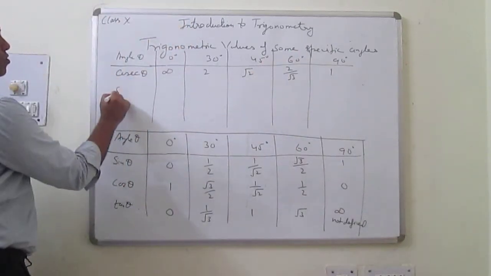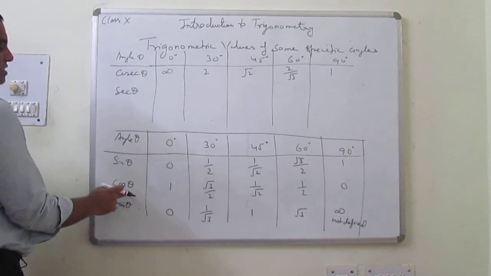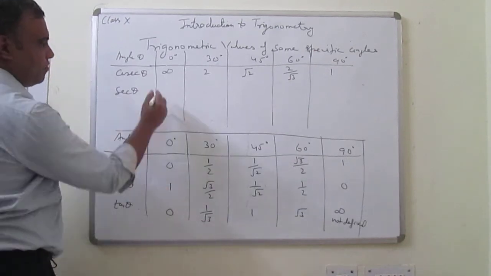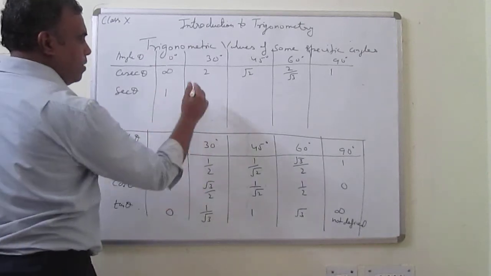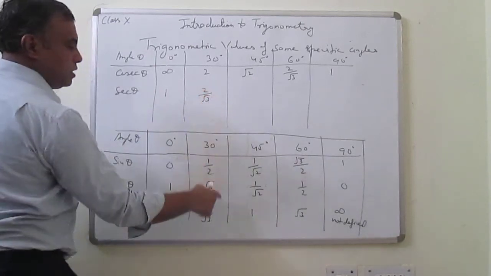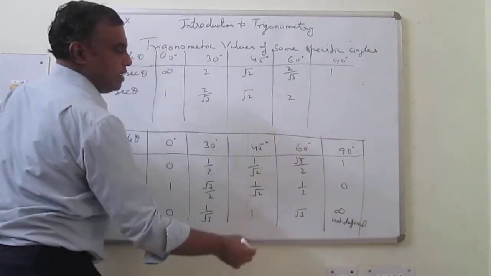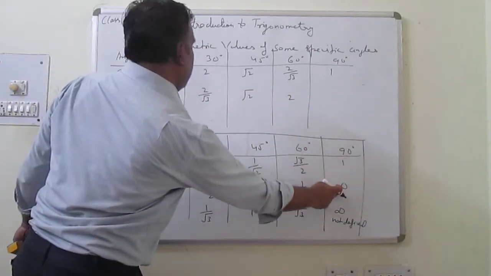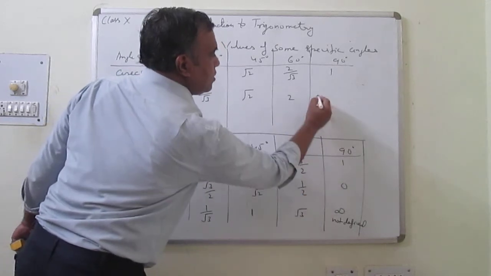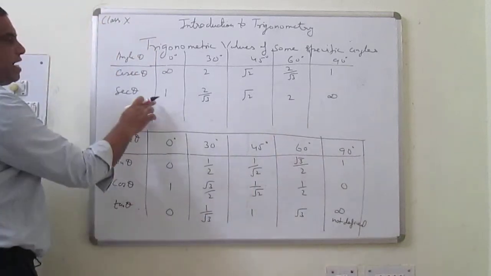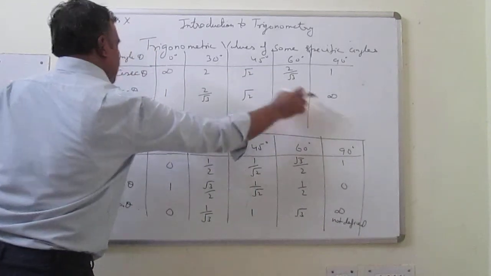Now sec theta is the reciprocal of cos theta. 1 upon 1 is 1, 2 upon root 3, root 2, 2 upon 1, and 0 upon 1 gives 1 upon 0. Ye kya ho jayega? 1 upon 0. It is infinity, not defined. So sec theta is increasing from 1 to infinity.